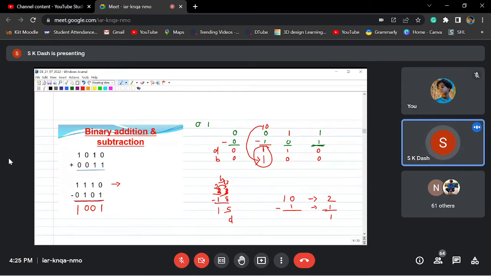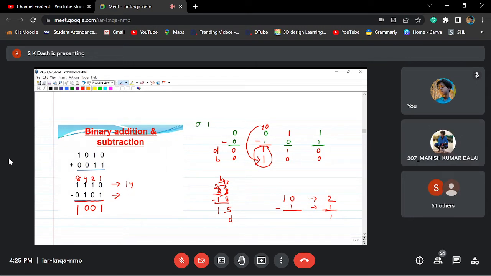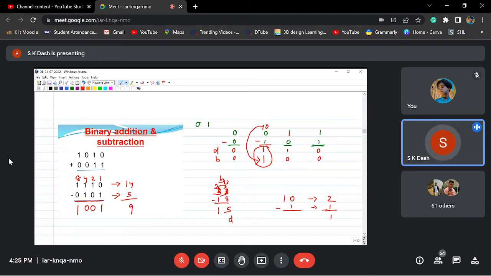What will 1110 be? Same method that we followed in the last class. This is 1, this is 2, this is 4, this is 8. This is 14. This one is 5. So 14 minus 5 is 9. Now check it here. 8 plus 1, 9. Getting 9. Okay. So this is the basic of binary addition and binary subtraction.